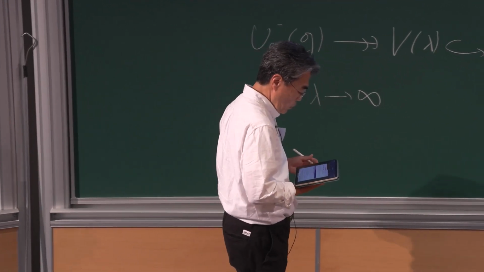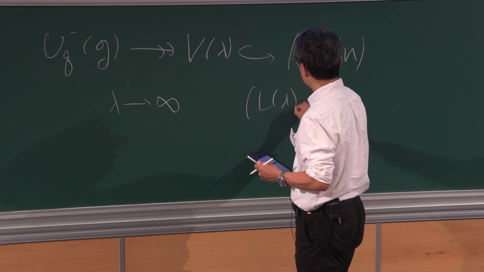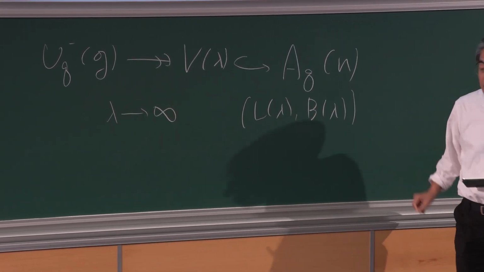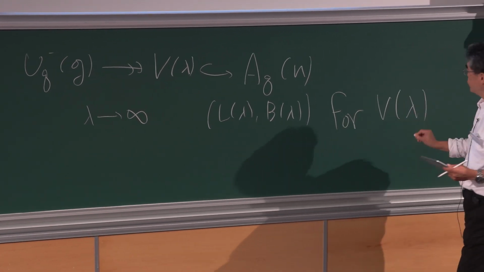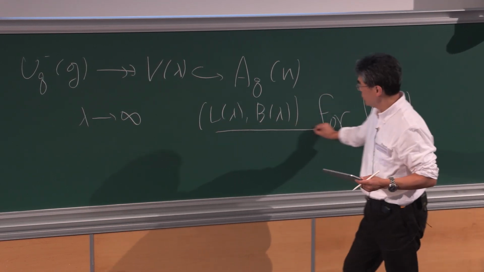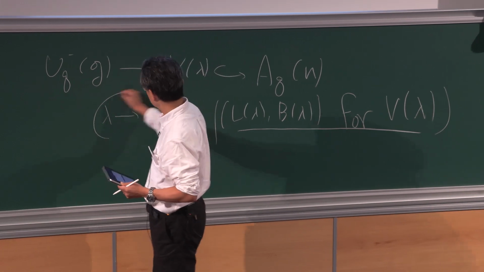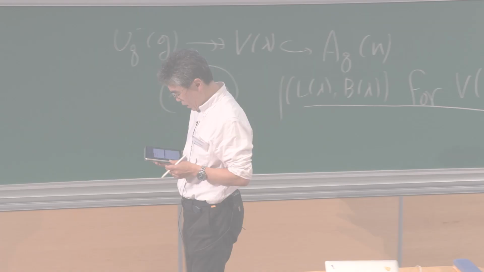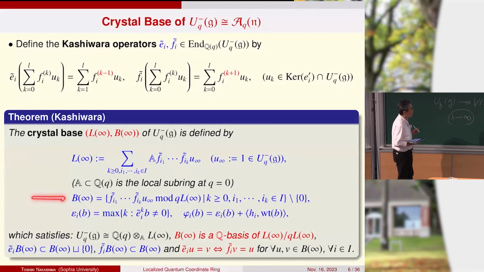Kashiwara showed that there also exist crystal bases L(lambda) and B(lambda) for irreducible modules. But I omit this today, and only explain this situation: L(infinity) and B(infinity). So the definition is like this.